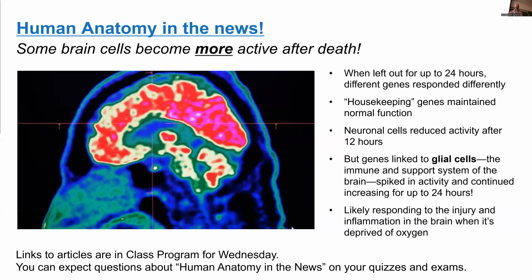The thought is that they're likely responding to the injury and inflammation in the brain. So basically, as you're dead, your brain's not getting any oxygen, and that causes a lot of trauma to those cells. Those glial cells are basically trying to do their job as best they can and keep those neurons functioning, because they don't know you're dead yet, right?